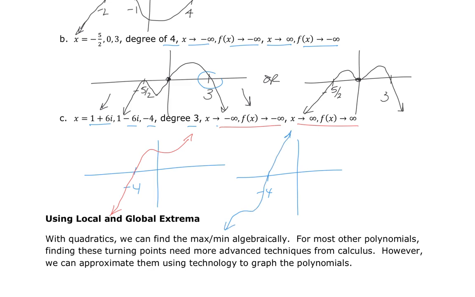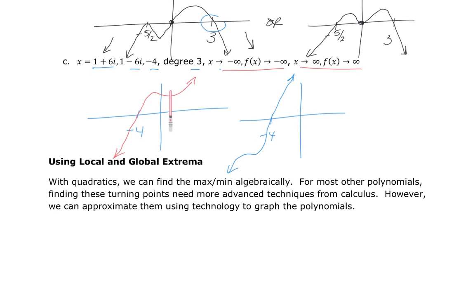That's all I know. And you're like, where are you getting this? Where are you getting this kind of corner, this kind of turn? That's because I have complex numbers. Those complex numbers are going to give me a little bit of a turn somewhere, but it's just not crossing the x-axis.